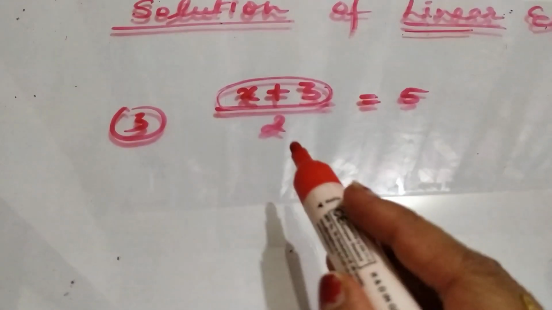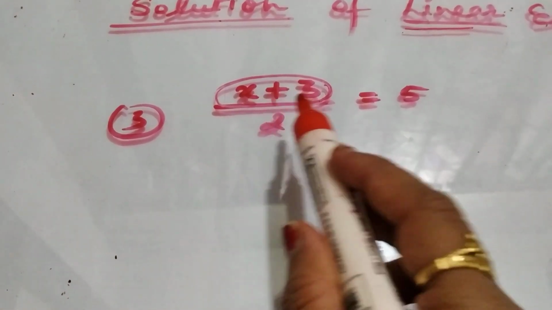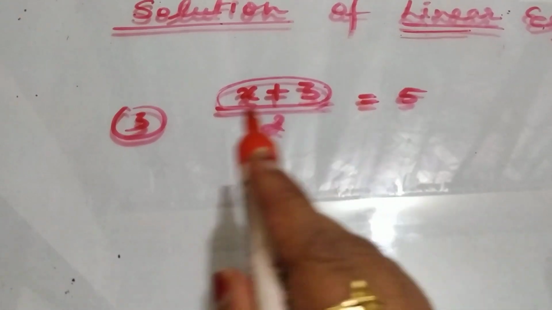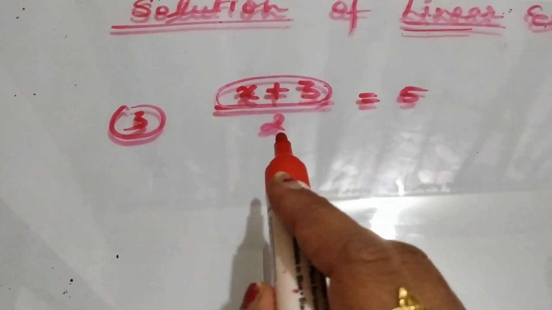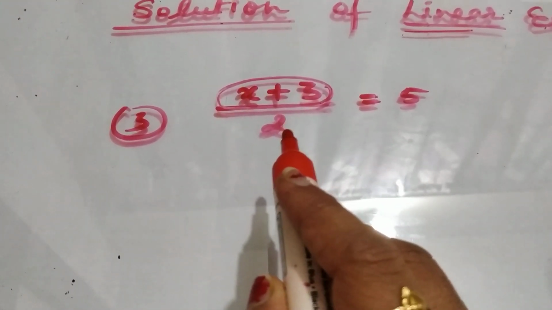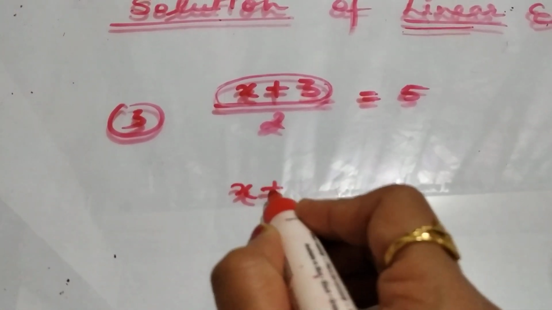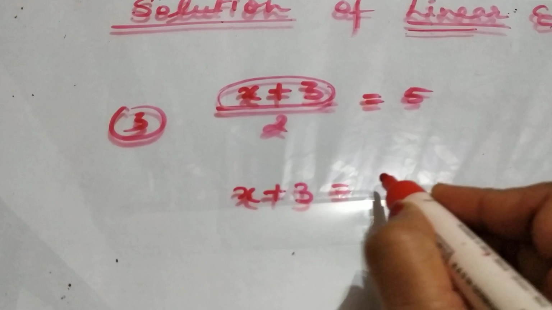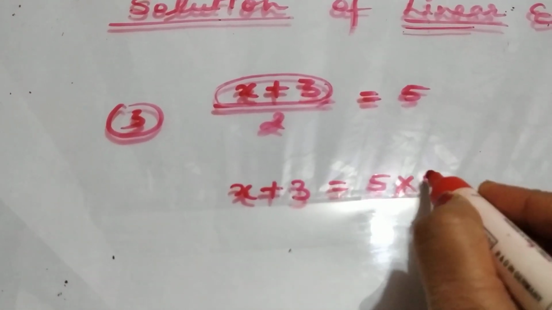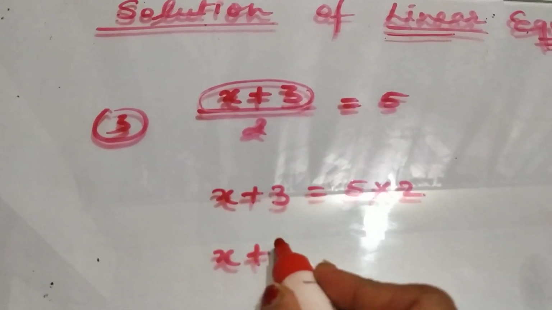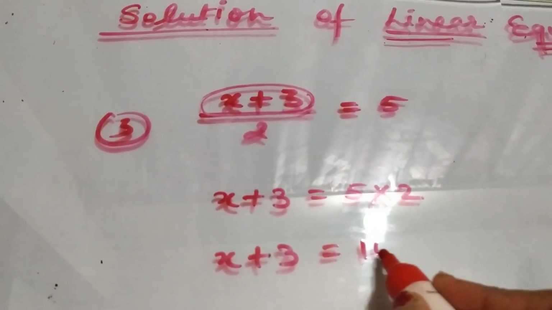So which is the friend of x? 2. 2 is in divide form. When we transpose a division number, it will multiply on the other side. So x plus 3 is equal to 5 into 2, x plus 3 is equal to 10.